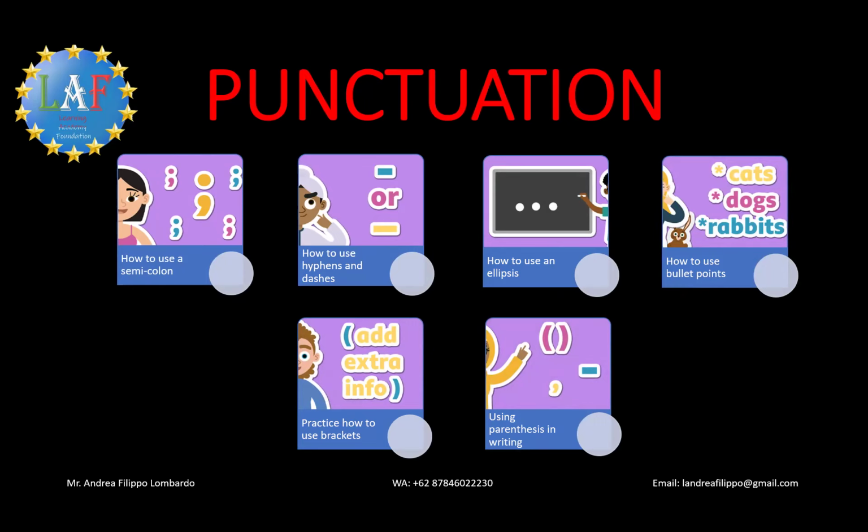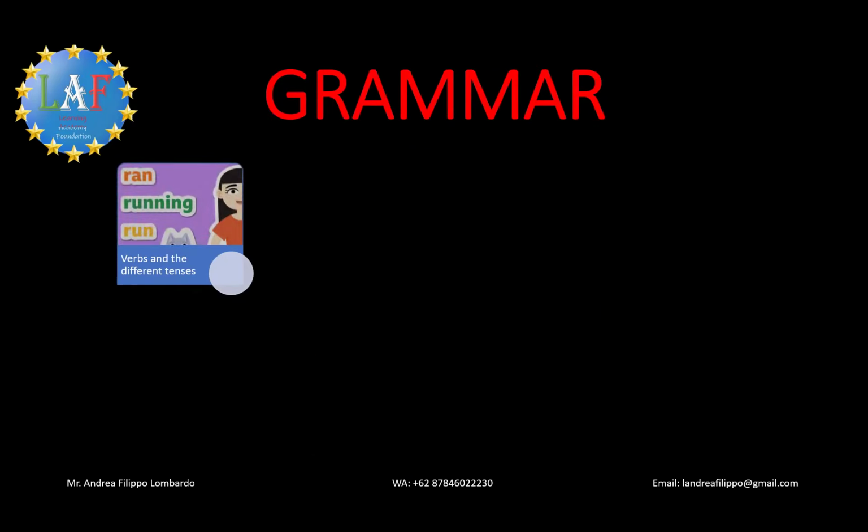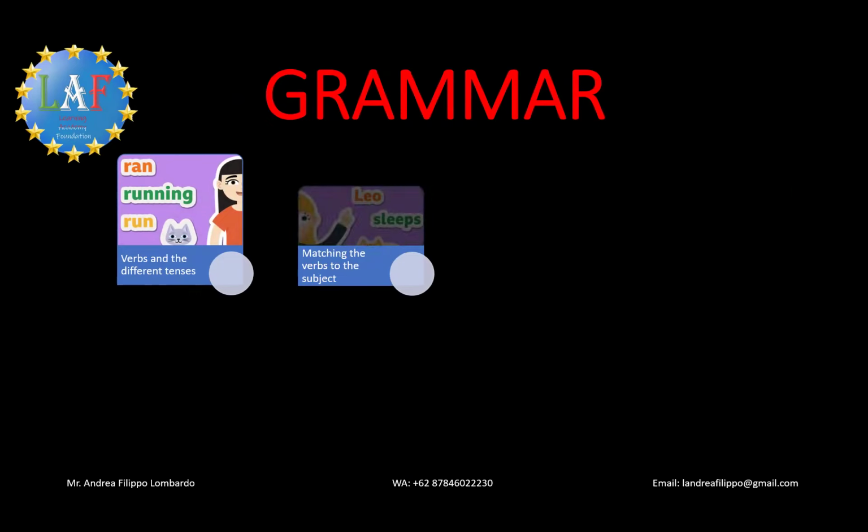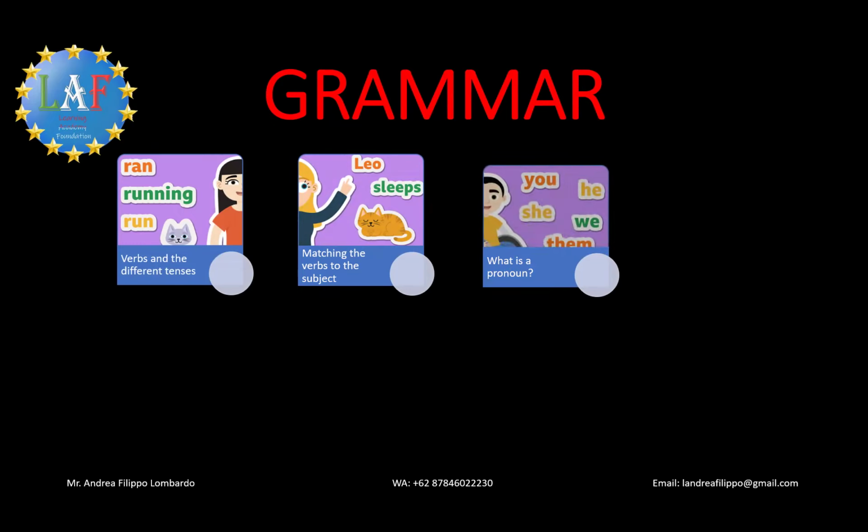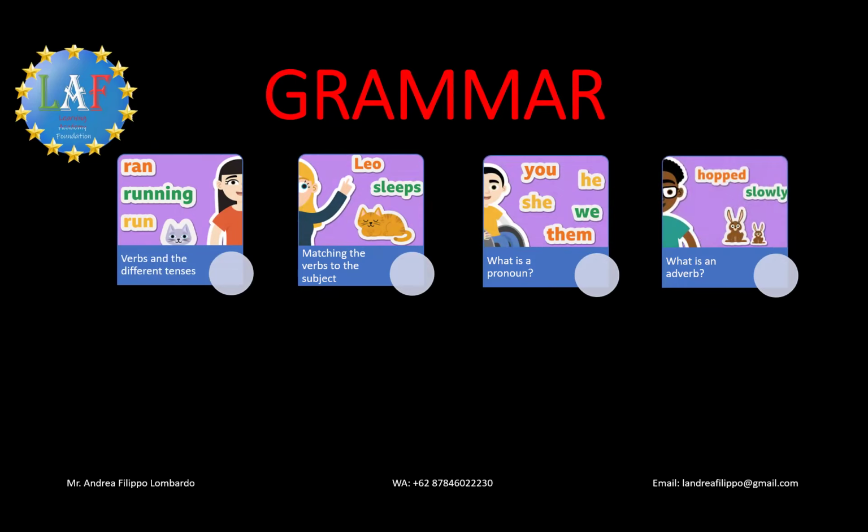The next section will be about grammar, where the students will learn how to use verbs to form the past, present, and future tense. They will learn to make sure the subject of a sentence matches the verb correctly. They will see that pronouns take the place of nouns in a sentence. Examples are him, her, and them. And also that an adverb tells them how something happens, like quickly and slowly.